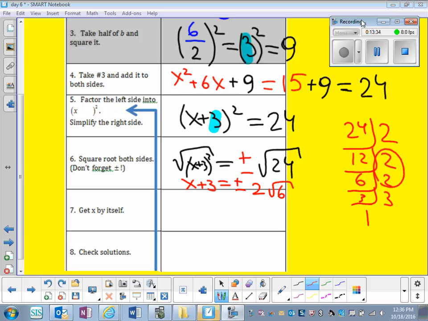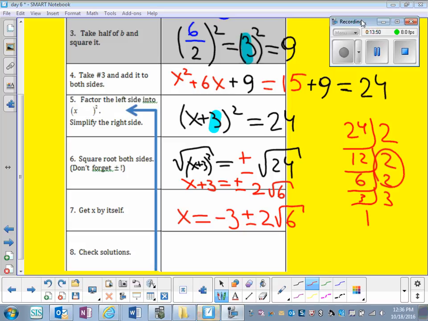And now I get x by itself. So from here I want to see x equals. How do I do that? Minus 3, right? Minus 3, minus 3. So it's negative 3 plus or minus 2 square root of 6.